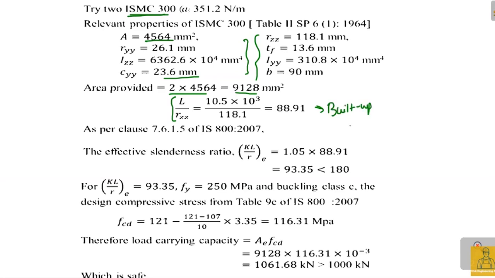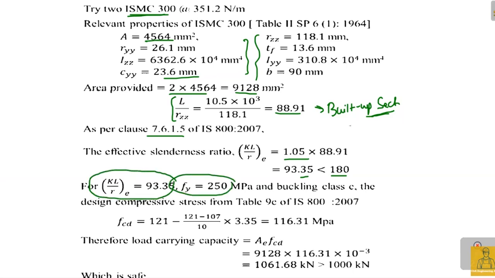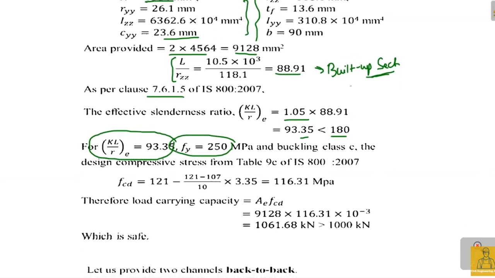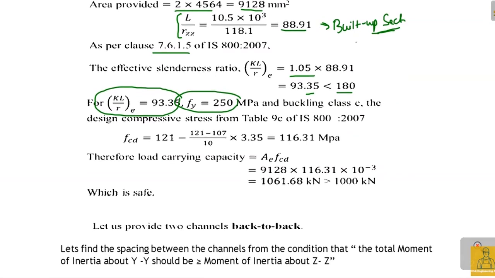The built-up section gives 88.91. According to the IS 800 clause, you have to multiply the value with 1.05. You can just verify this from your code book. Next, it has to be less than 180. It is good. So now again, based on the effective slenderness ratio and Fy, you find out FCD. On calculation, FCD is obtained as 116.31 MPa, that is 116.31 Newton per mm square.